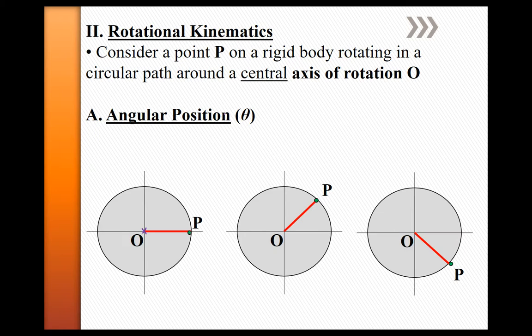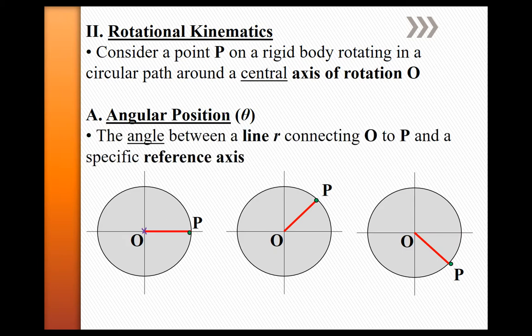First quantity we're going to identify is the angular position, specifically of point P here. The angular position is the angle between a line R and a specific reference axis. The line R represents the radius of the circle that connects O to P. And we're going to make our reference axis just the positive x-axis, the horizontal axis that points towards the right. Any angle we're going to measure relative to that axis. This is the same reference axis we would have used in notation when talking about two-dimensional vectors.